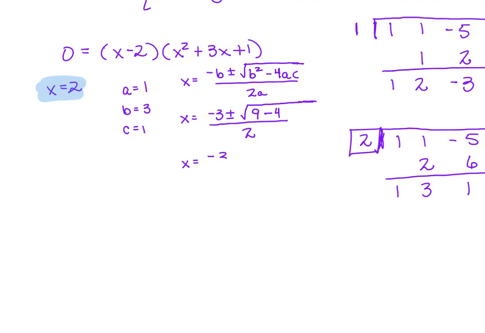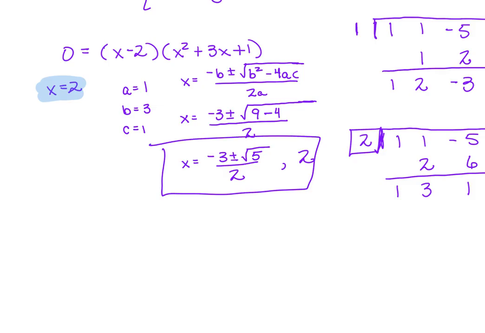And so what we get for our other solutions is negative 3 plus or minus the square root of 5 over 2. And then I'm going to bring down my 2, and these are my 3 solutions.